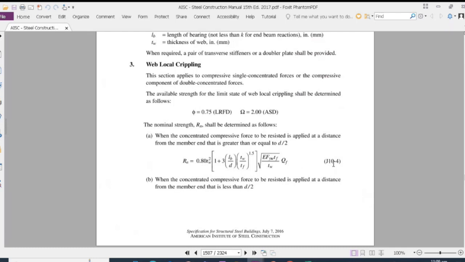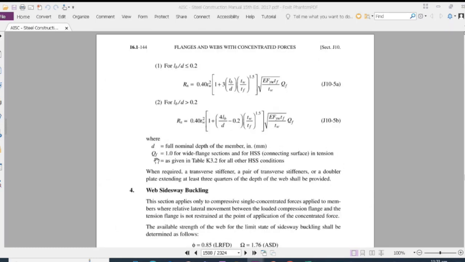The expression J10-4 is 0.8 times the thickness of web squared, times (1 plus 3 times the bearing length by the overall depth times (thickness of web by thickness of flange) raised to the power 1.5), times the square root of modulus of elasticity of steel times the yield strength of the web times thickness of the flange by thickness of the web, times Qf, where Qf is equal to 1 for wide flange section and for hollow square sections in tension.